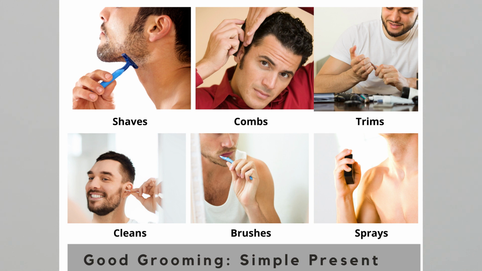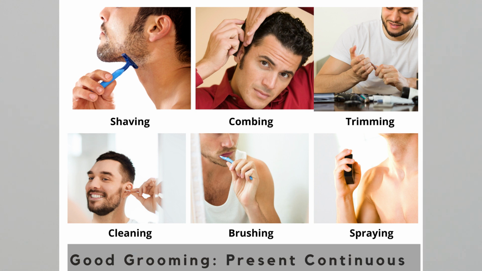Every day, Rick shaves. He combs his hair and trims his nails. Then he cleans his ears and brushes his teeth. Finally, he sprays on cologne. Let's look at the story in present continuous.